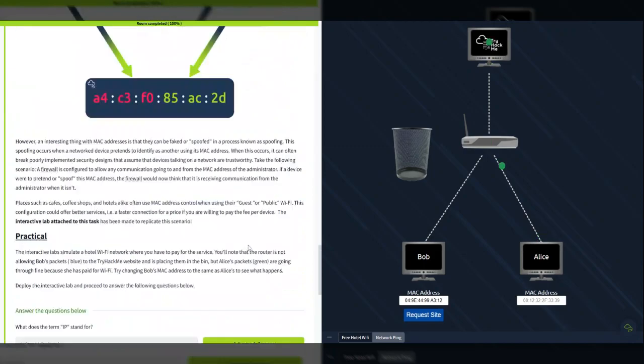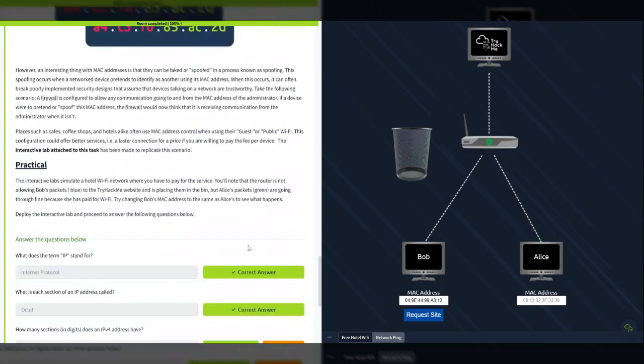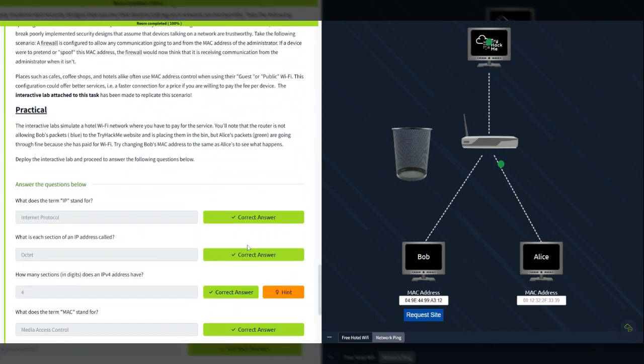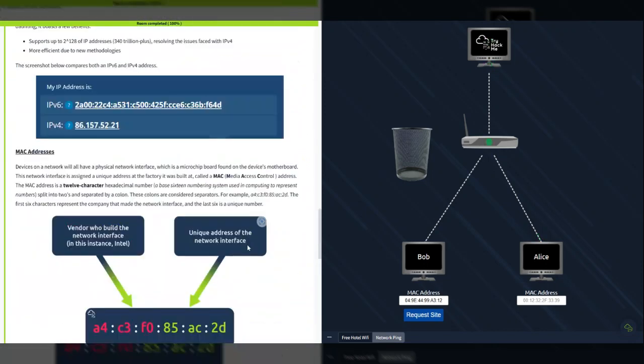Where did it go? Sorry, give me a second.